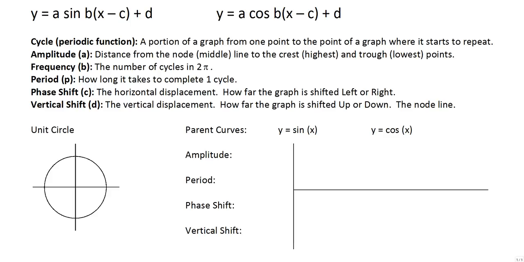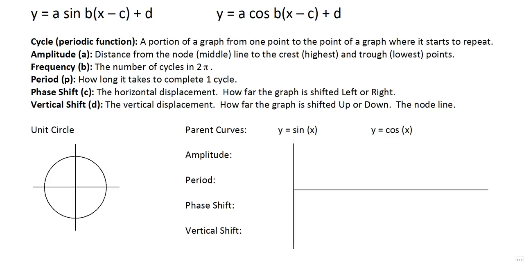First of all, the periodic function, as we already talked about: the graph from one point to another point where it starts to repeat is one cycle. Once it starts to repeat itself, you are going into a second cycle. A in both of the equations represents the amplitude, the distance from the node line to the crest and the trough, which are your highest and lowest points. The frequency is how many cycles occur in 2 pi.